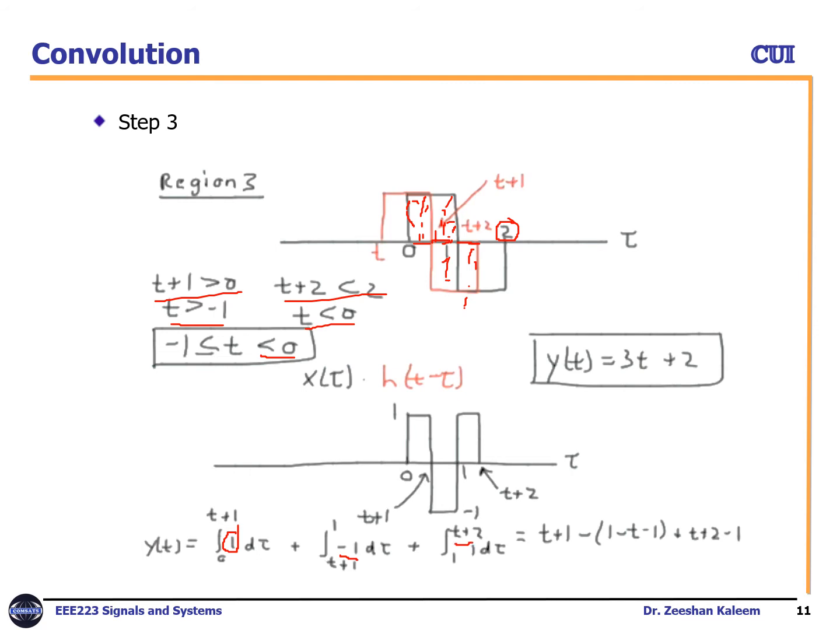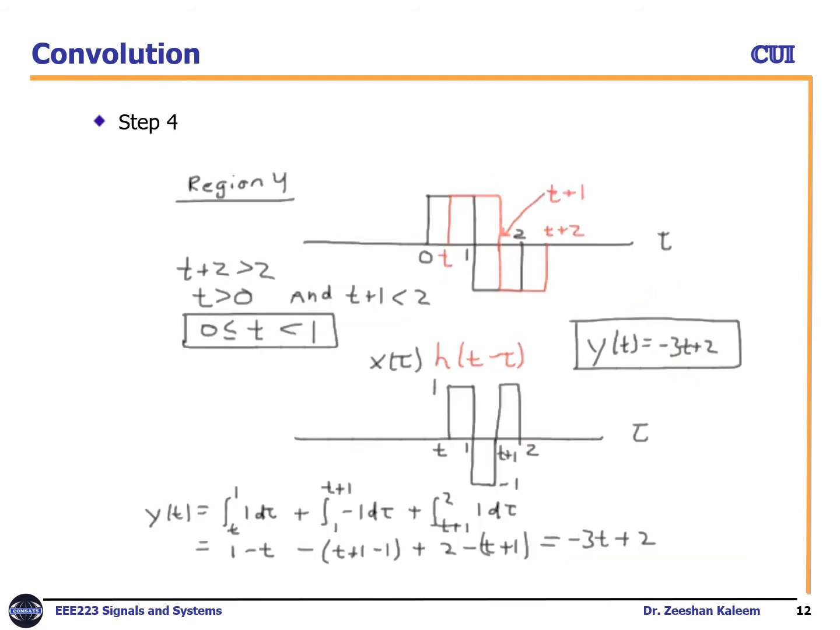Now let's integrate. After integration, if you solve, you will get this result. So finally y(t) equals 3t plus 2 for region 3. Now move on again to when t plus 2 is greater than 2. Look at this, t plus 2 exceeds 2 and t plus 1 is less than 2. There are two conditions. So in this case, t is greater than 0, and t is less than 1, because 2 minus 1 is 1. So t is greater than 0 and less than 1.